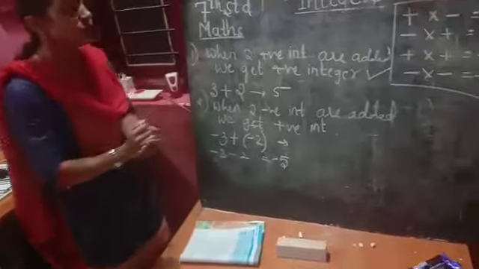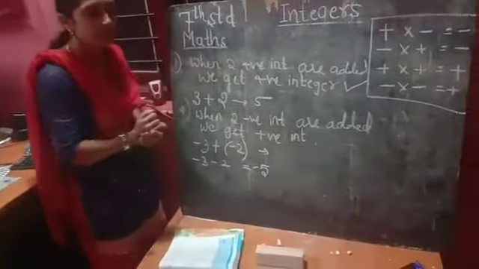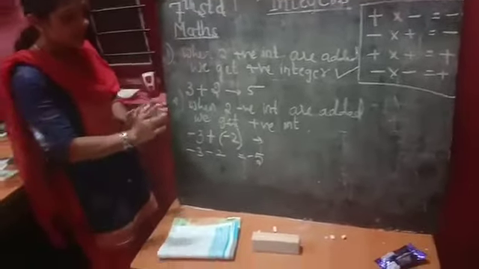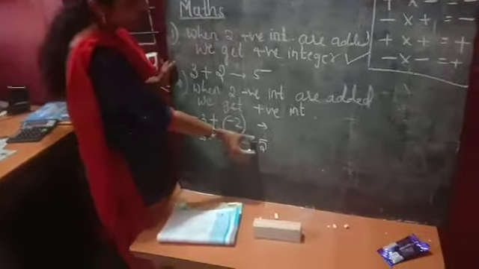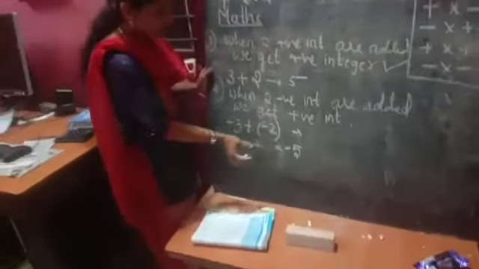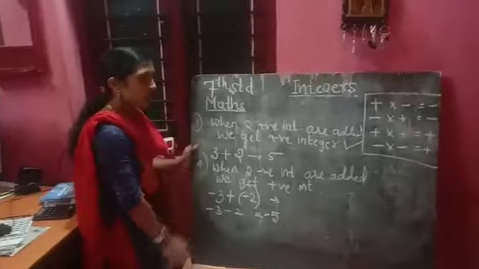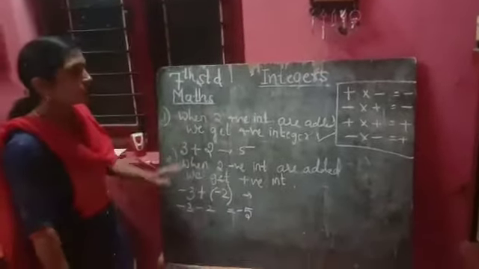While doing the addition or subtraction of these integers, at the end, while writing the answer, we have to write the negative or positive sign which is before the biggest number. Okay, we'll continue in the next video.